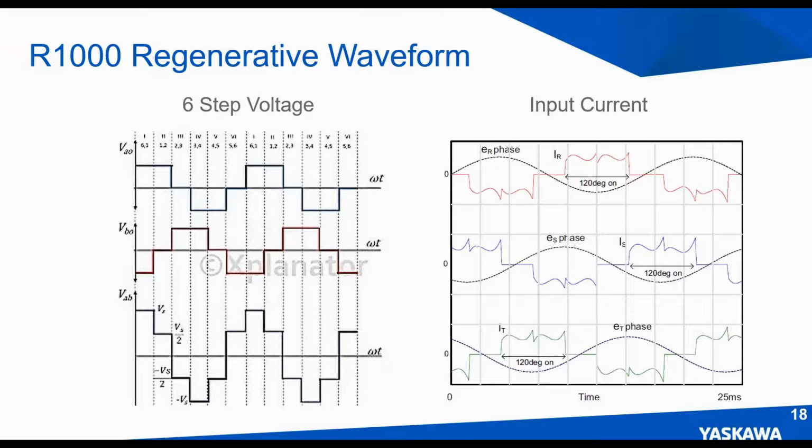However, it's not a true PWM waveform or true sine wave, so what you'll get is the resulting current waveforms on the right here. You can see that the red, the blue, and the green represent the input current waveforms that the R1000 will generate. Similar to a standard drive, but hardly sinusoidal, hence the 40% harmonics during regen.